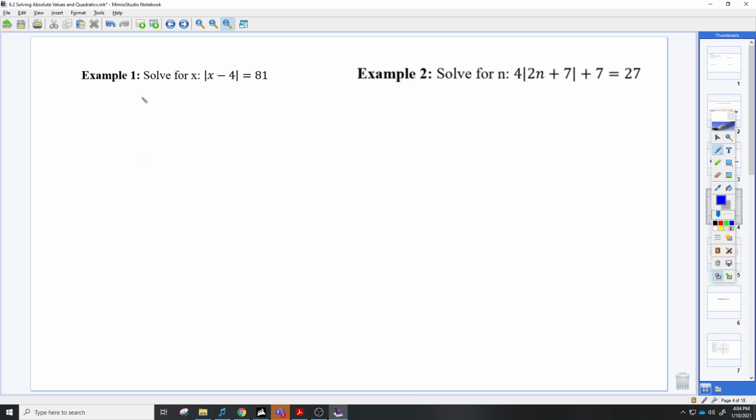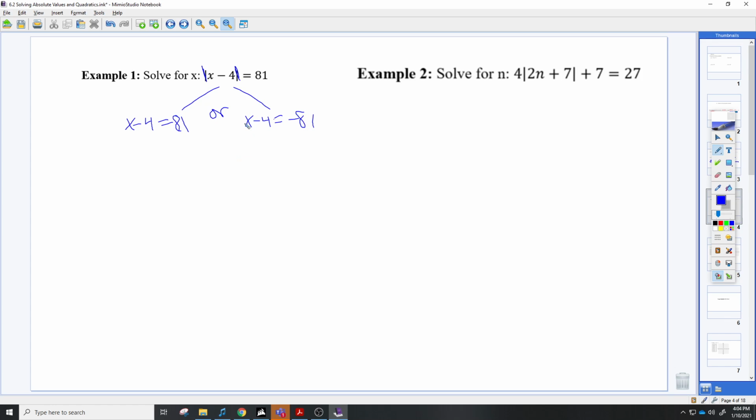So let's try some more, a little bit more difficult, solving for x. Again, all we have is absolute value over here, so this side has to be positive to keep working with it. Since we know it's going to be two different answers, we're going to split this into two different equations. We have one answer or the other. So we're going to get rid of the absolute value signs. We'll say x minus 4 could equal 81, or we could say x minus 4 could equal negative 81.